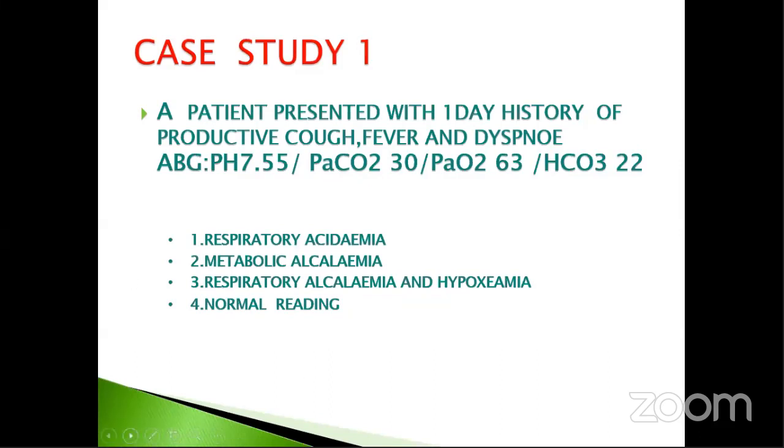Actually, I cannot see any poll and I cannot see any chart for this question. So answer here: respiratory alkalemia and hypoxemia.